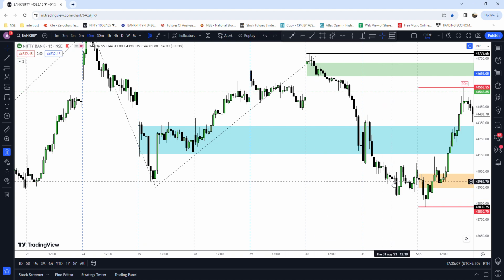Now, these levels that I've created, these rectangles. Why have I marked these rectangles? This is the question that some of you might have.